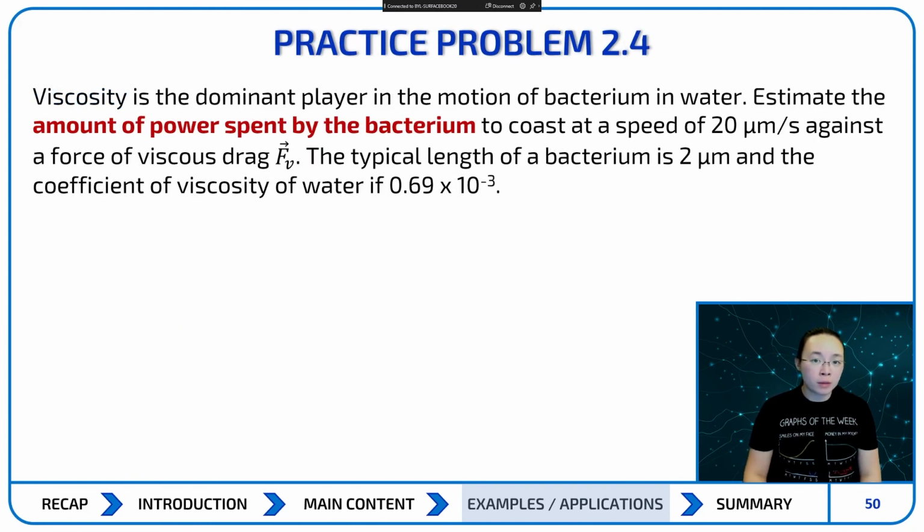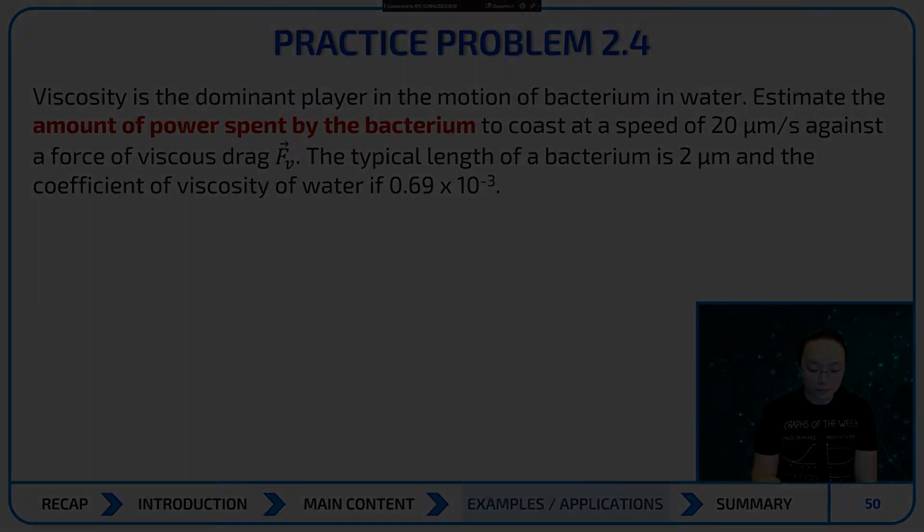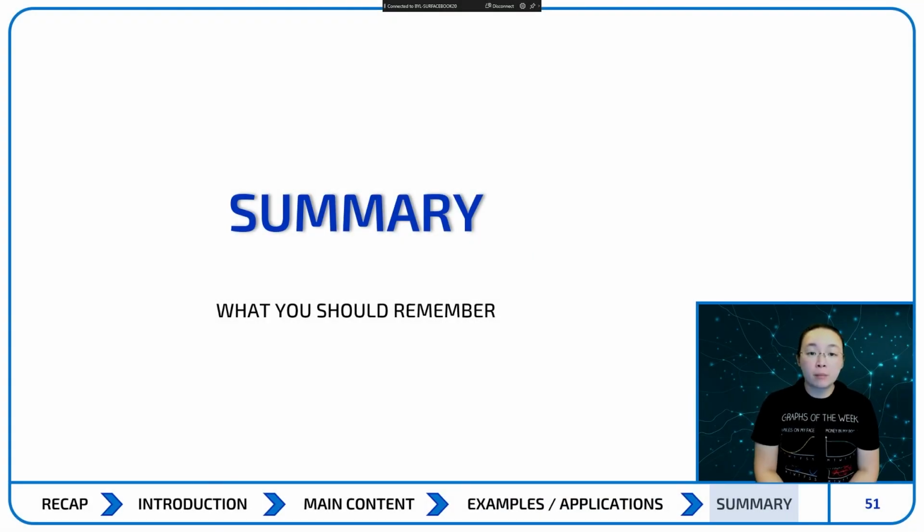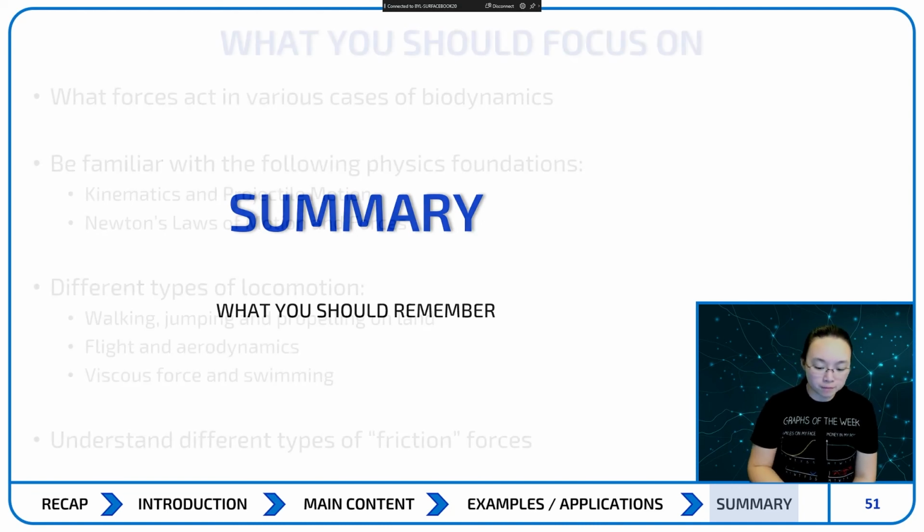Practice problem number 2.4 goes through calculating the amount of power that's spent by a propelling bacterium. We're trying to figure out how much power is required to have that bacterium coast at a speed of 20 micrometers per second against some viscous drag force. Okay, so that pretty much sums it up for this lecture. I'm going to go through a summary of what you should remember now.